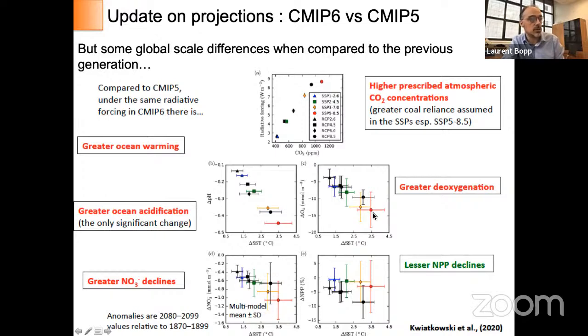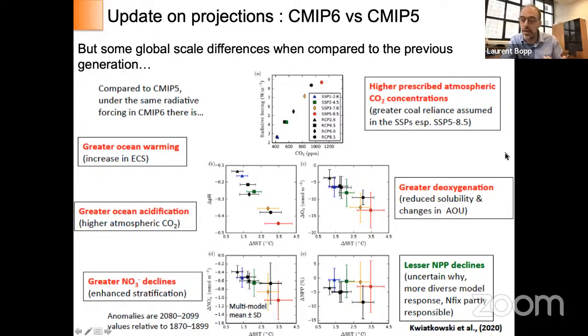So greater ocean deoxygenation. We have greater nitrate decline in the surface ocean. Again, compare the red and the black. But we have lesser NPP decline, lesser NPP decline with more uncertainties. Compare the vertical bar here around the red dot to the vertical black bar around the black dot. So that's a quick summary on the latest generation. So greater warming, greater deoxygenation, greater acidification, greater nitrate decline, but less NPP decline, which is kind of surprising.